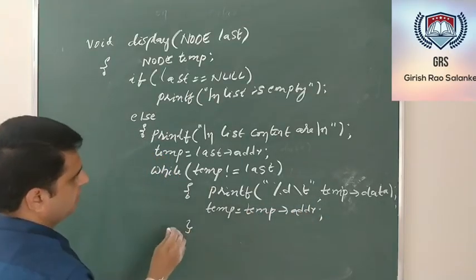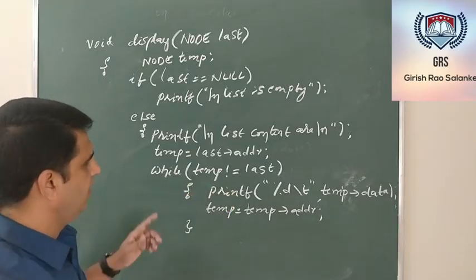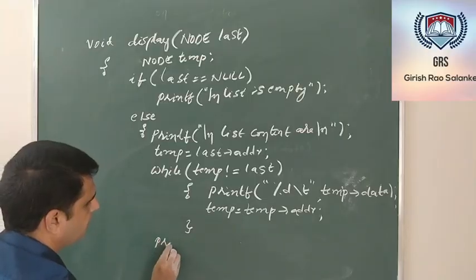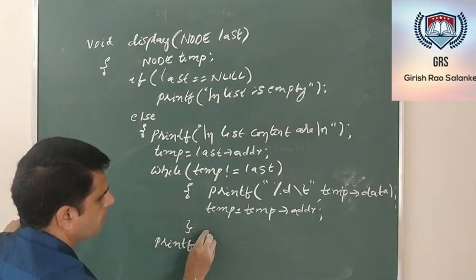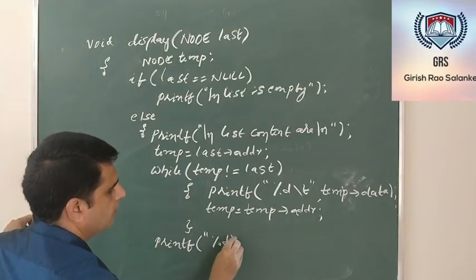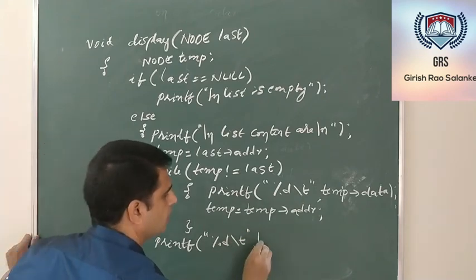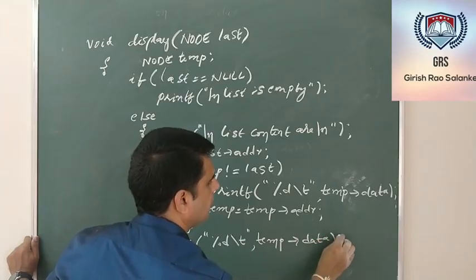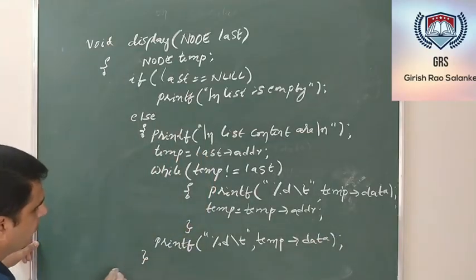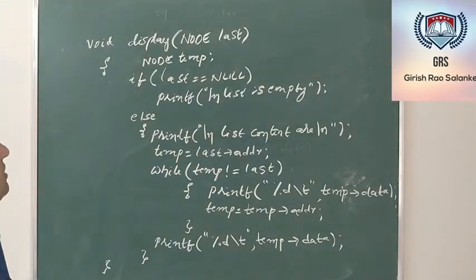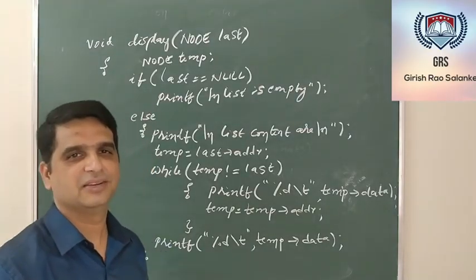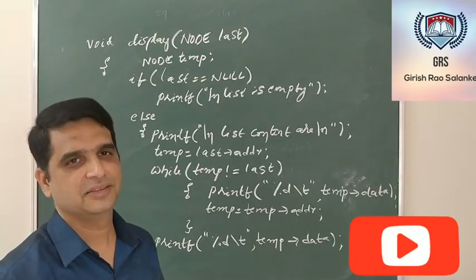Now as our condition is temp not equal to last, it will not print the content of the last node. So have an additional printf here: printf %d, tab space, temp of data. This should be fine. Close the else part, close the function. This is about the function to display the content of a circular single linked list. Hope this is clear. Thank you.